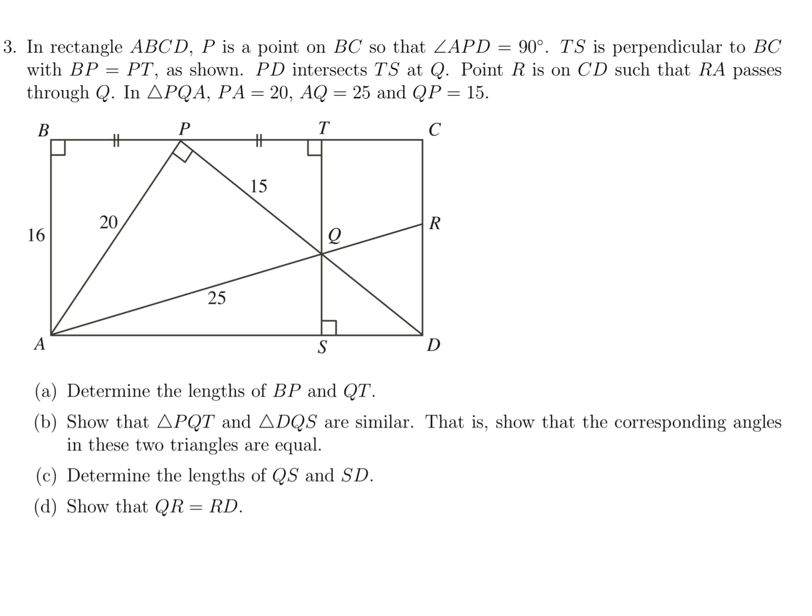Rectangle ABCD. P is a point on BC, so that angle APD is 90. TS is perpendicular to BC with BP equal to PT, as shown. PD intersects TS at Q. R is on CD such that RA passes through Q.